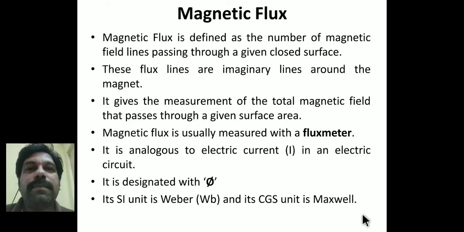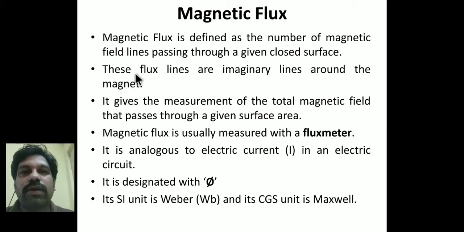Next, magnetic flux. Magnetic flux is defined as the number of magnetic field lines passing through a given closed surface. These flux lines are imaginary lines around the magnet. That means the flux lines are not visible to the human eye, that's why they are called imaginary lines. It gives the measurement of the total magnetic field that passes through a given surface. Magnetic flux is usually measured with a meter called a flux meter.